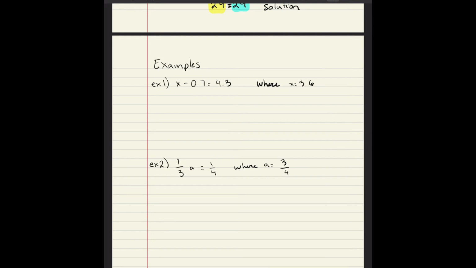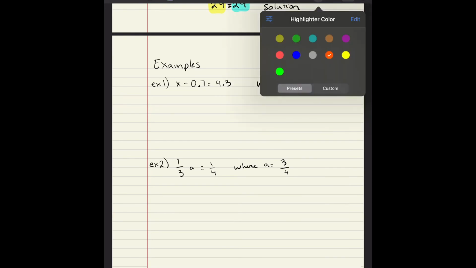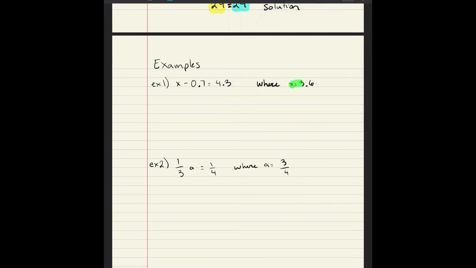So we have example 1, which is x minus 0.7 equals 4.3, where x equals 3.6. So we need to start by plugging in the given value. So this is our given value, and it's going to get plugged into x. So then it's 3.6 minus 0.7 equals 4.3. Now I need to solve. So I have 3.6 minus 0.7.